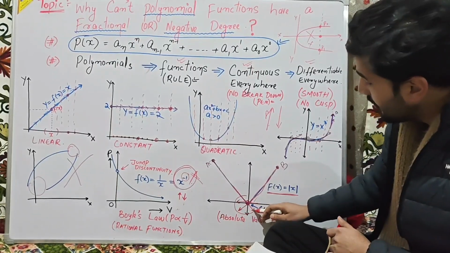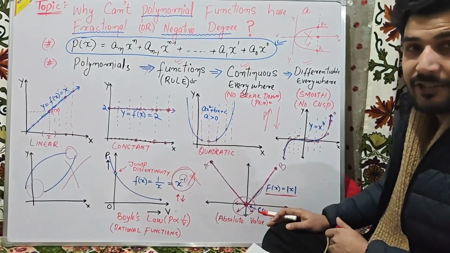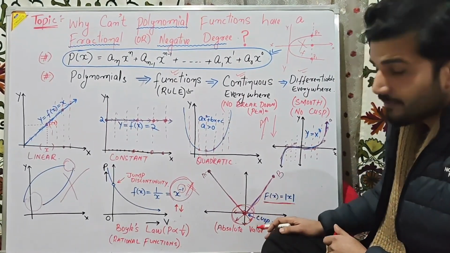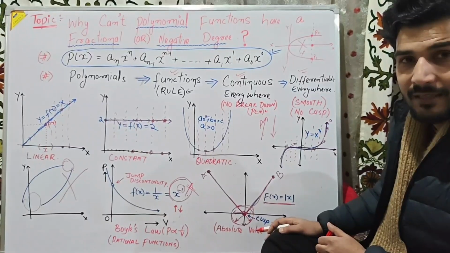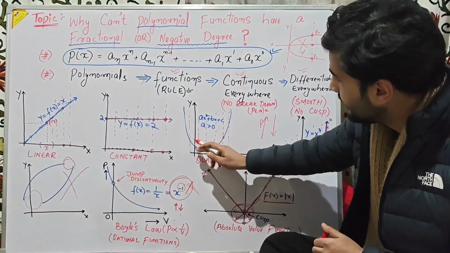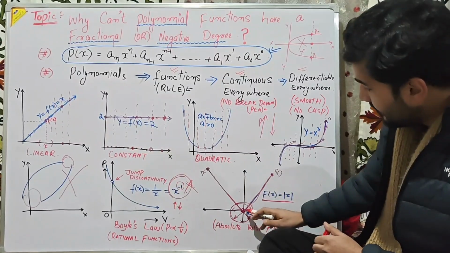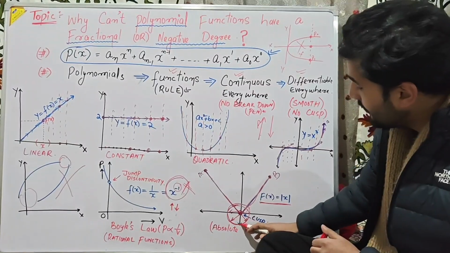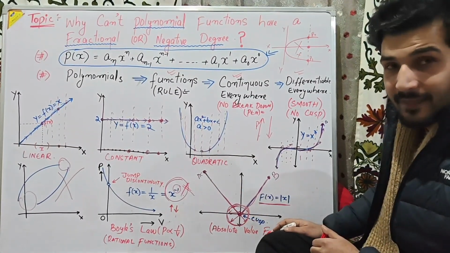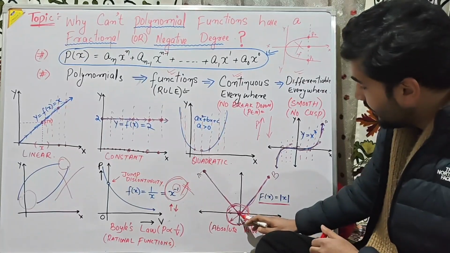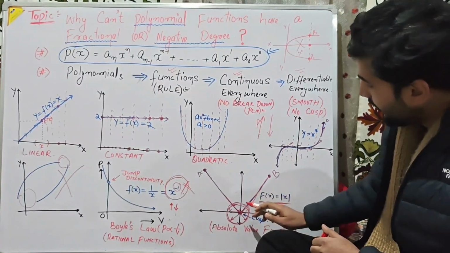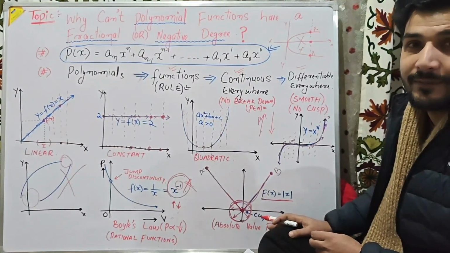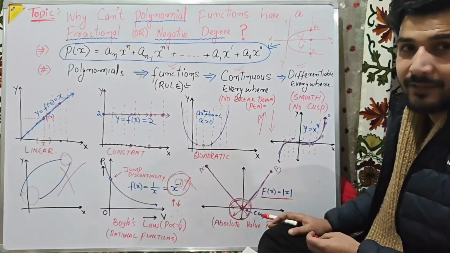So it means that the direction of the tangent line changes. We can draw the tangent lines in whatever manner we want. But here the direction of the tangent line changes. It means that the slope of the tangent line is not defined at the origin in the absolute value function. So from this we can conclude that absolute value functions are continuous, but they are not differentiable, right?